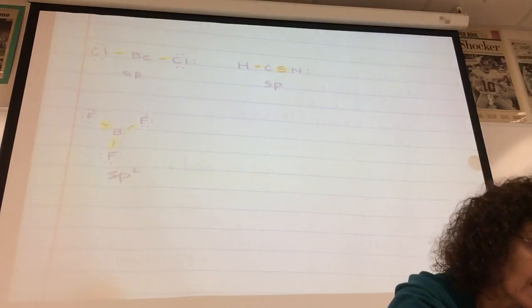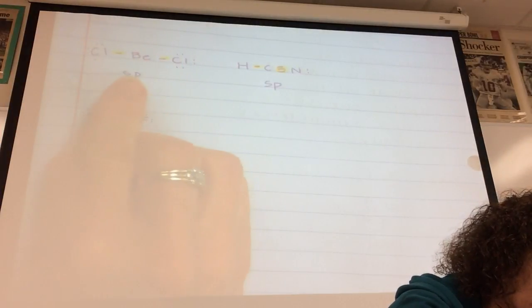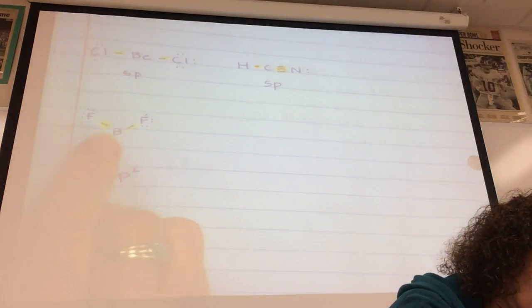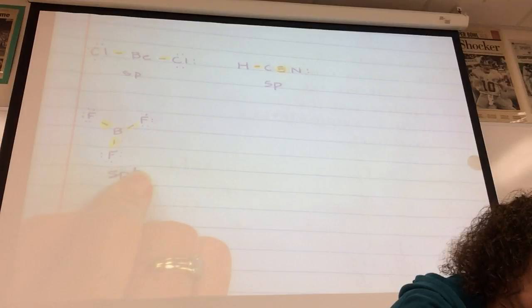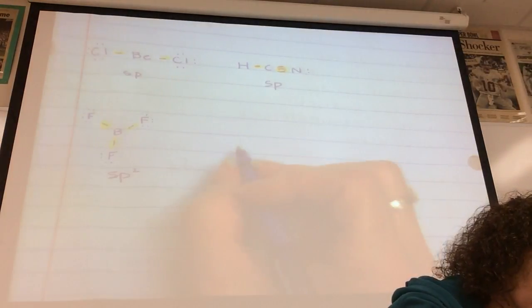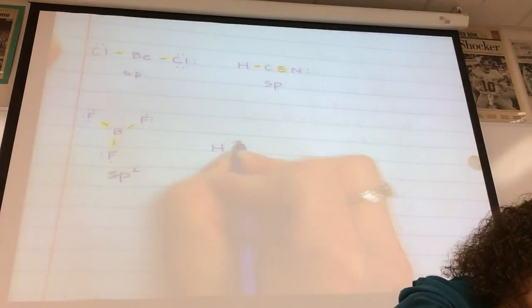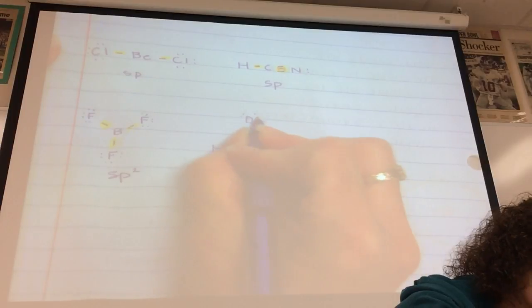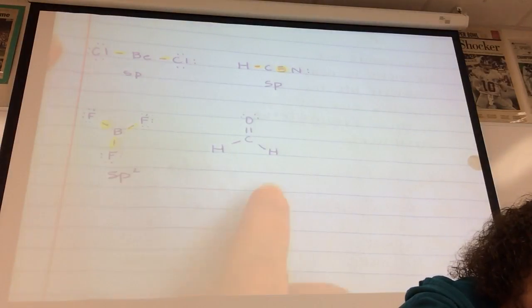When you have 2 electron groups, S1, P1, 1 plus 1 is 2, 1 plus 1 is 2. Here, 1 plus 2 is 3, 1, 2, 3 electron groups. This structure as well, how many electron groups? 3, sp2.